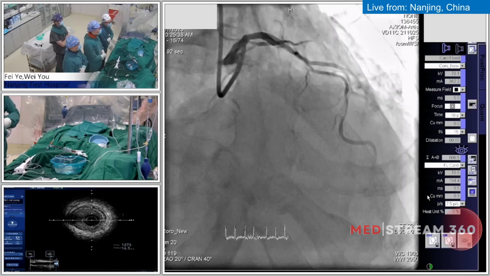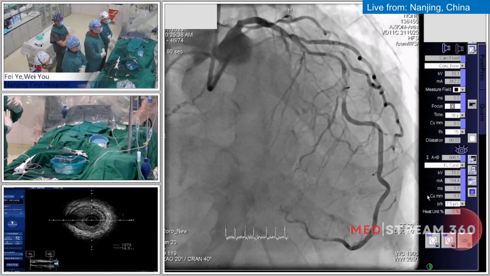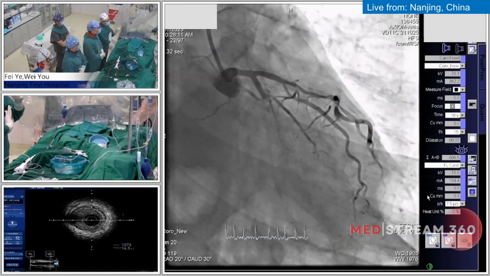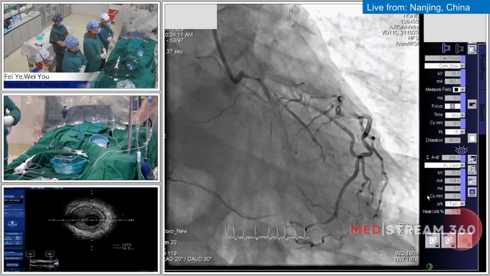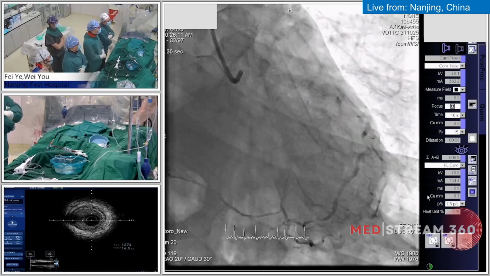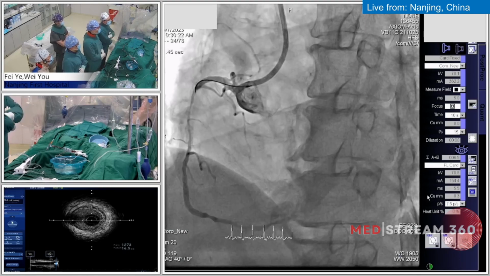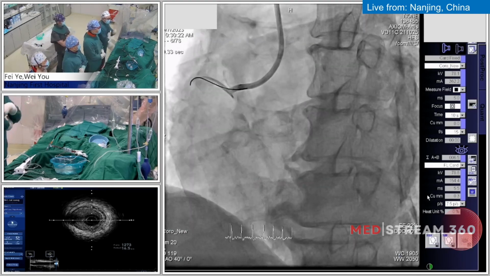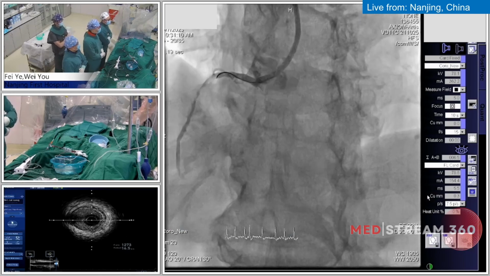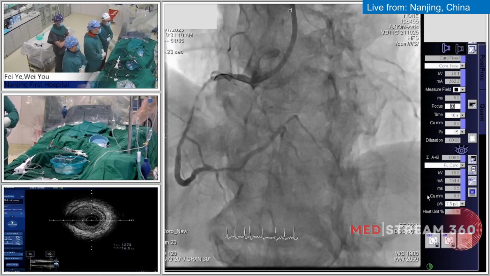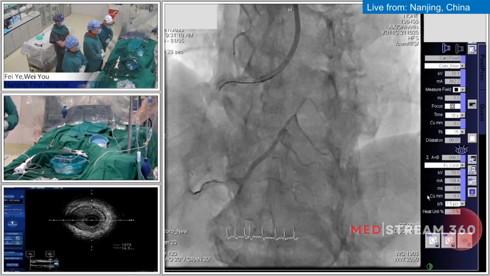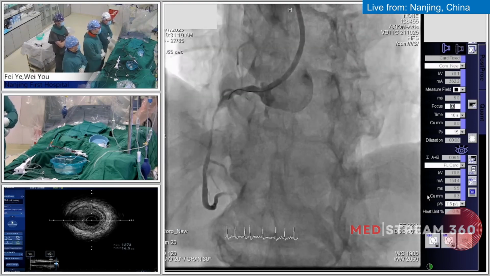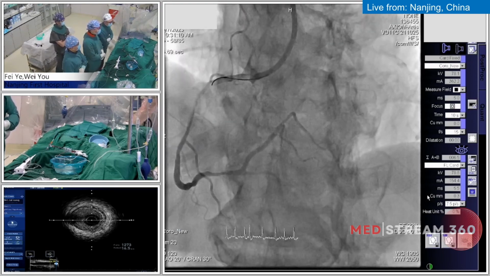There is also a very diffuse long lesion, extending from the proximal LAD to the distal LAD with big angulation, and you can see from the angio very severe calcification. And unfortunately, we find the previously treated vessel, the circumflex, re-occluded again. But fortunately, it's not the dominant vessel.